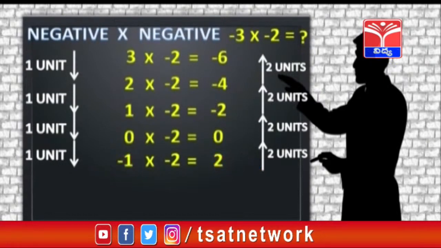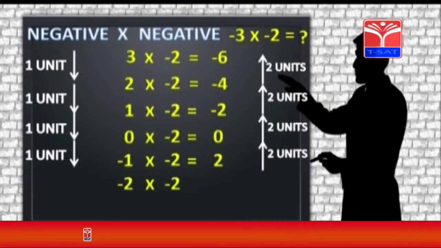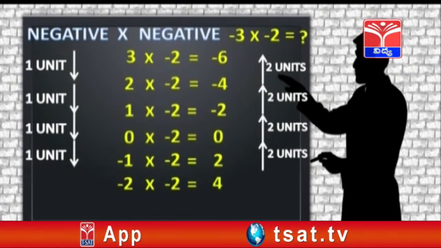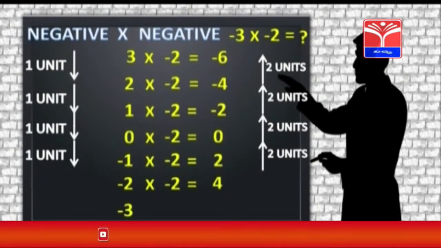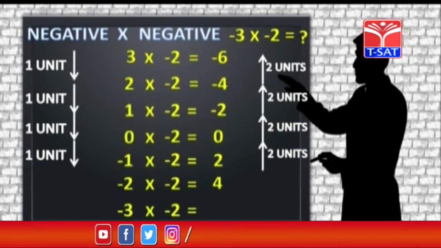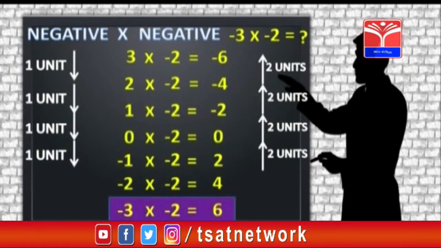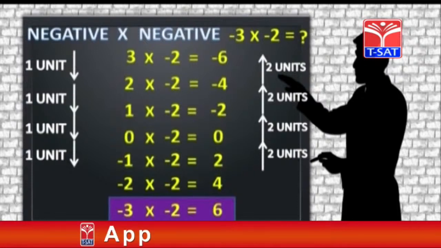So follow this product. Minus 2 into minus 2 gives 4, because the value should again increase by 2 units. Again on the left side I decrease the value by 1 more unit, minus 2 to minus 3, and this answer should increase by 2 units to the previous number 4. Thus our answer, minus 3 times minus 2, is 6.